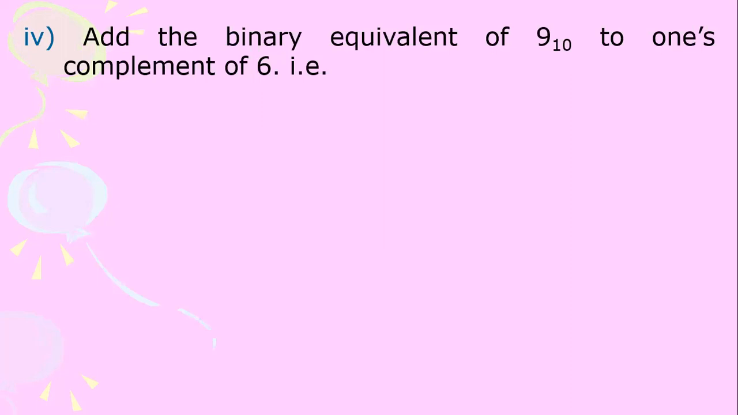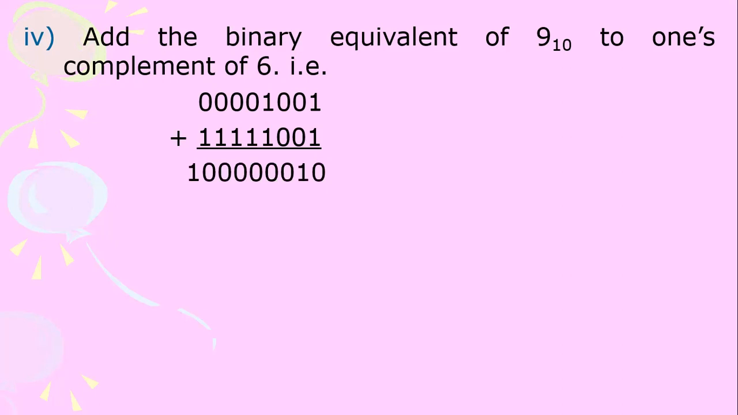Then add the binary equivalent of 9 to the 1's complement of 6. That is 0, 0, 0, 0, 1, 0, 0, 1. We add it to 1, 1, 1, 1, 1, 0, 0, 1 that we have already gotten. So what do we get?